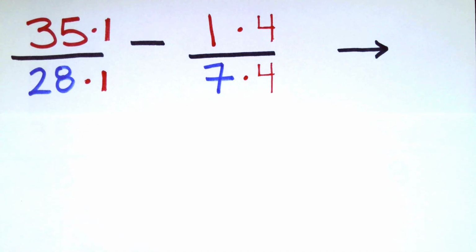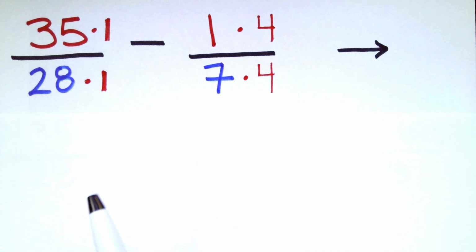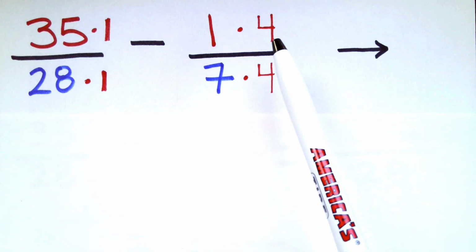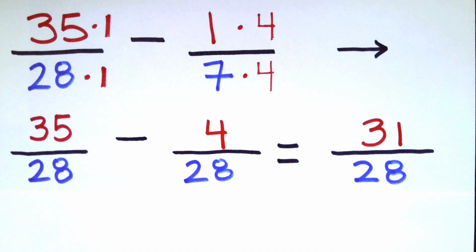Okay, so you can see 28 times 1, what I do to the bottom, I have to do to the top: 35 times 1, minus. 4 times 7 is 28, what I do to the bottom, I have to also do to the top. So 1 times 4. Now, we're going to end up with the same common denominator, which means we can subtract these two fractions. All right, so you can see here 35/28 minus 4/28, right? We have the same common denominator, the same bottom number.